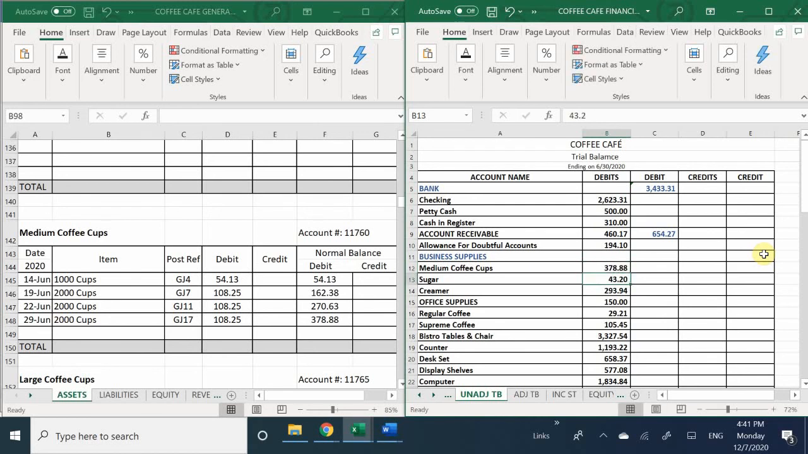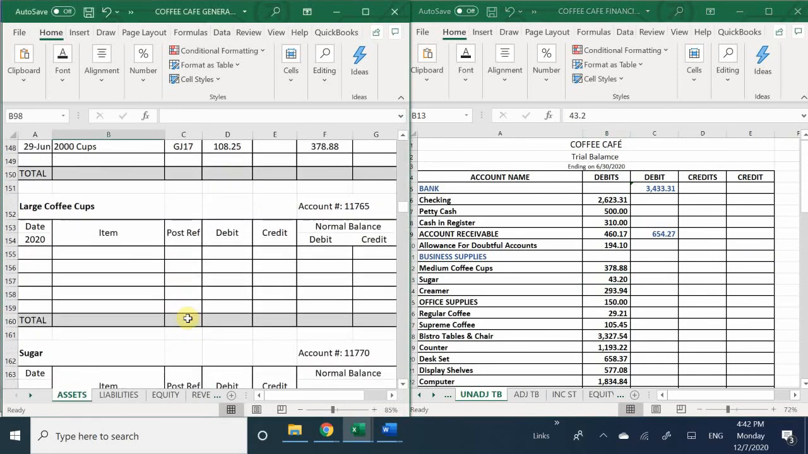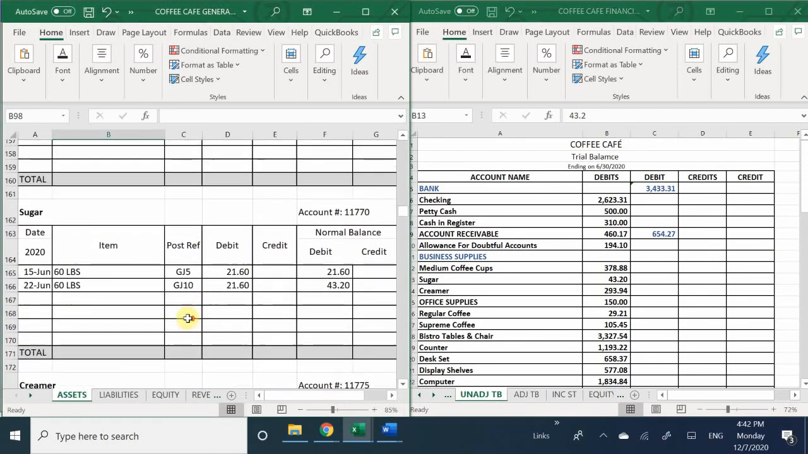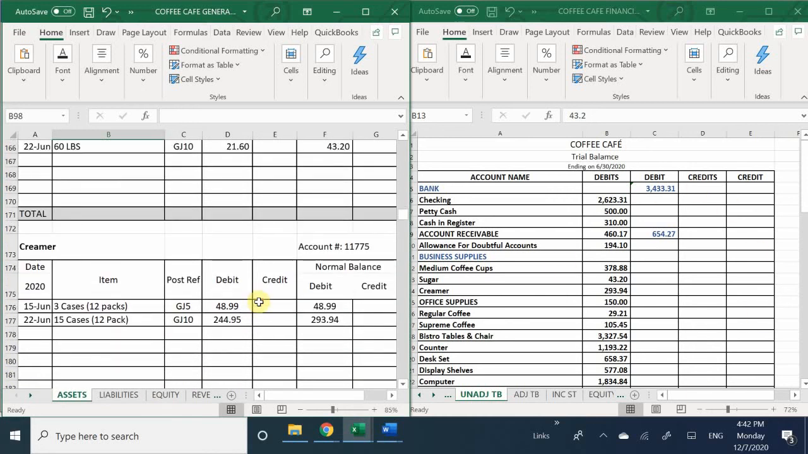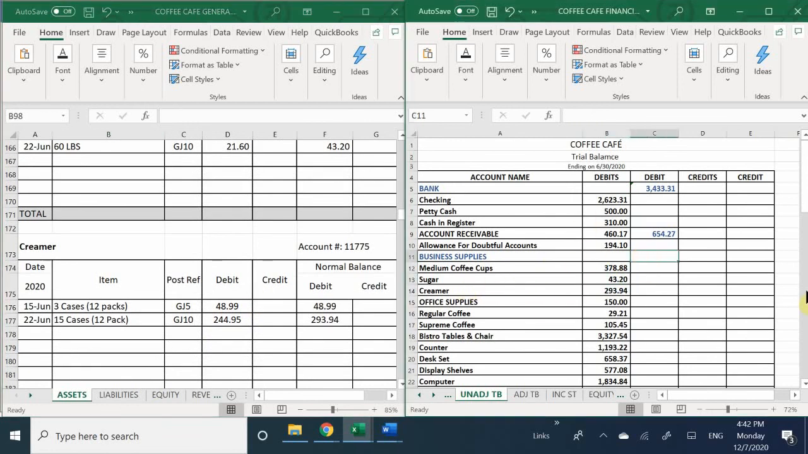378.88. Okay. And my sugar account is the same, and my creamer account is the same. Okay, so now I'm going to tally up my total business supplies. That should be my medium cups plus my sugar plus my creamer to get me a total of 716 and 2 cents.